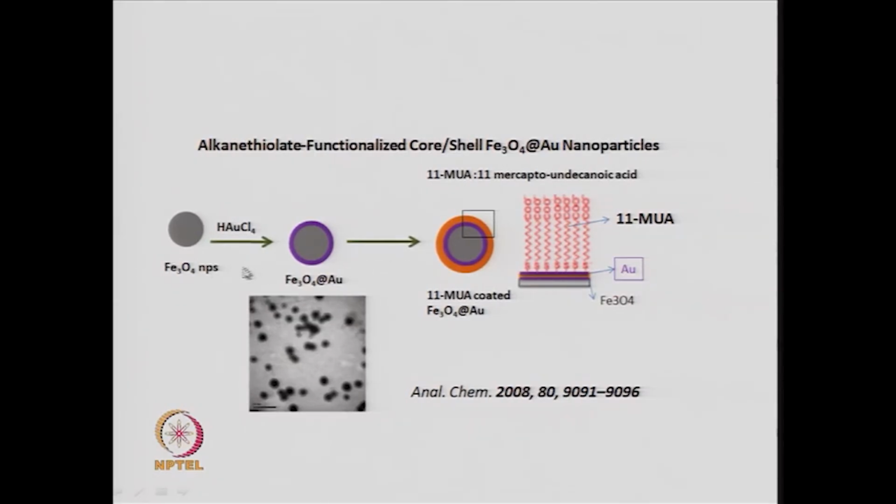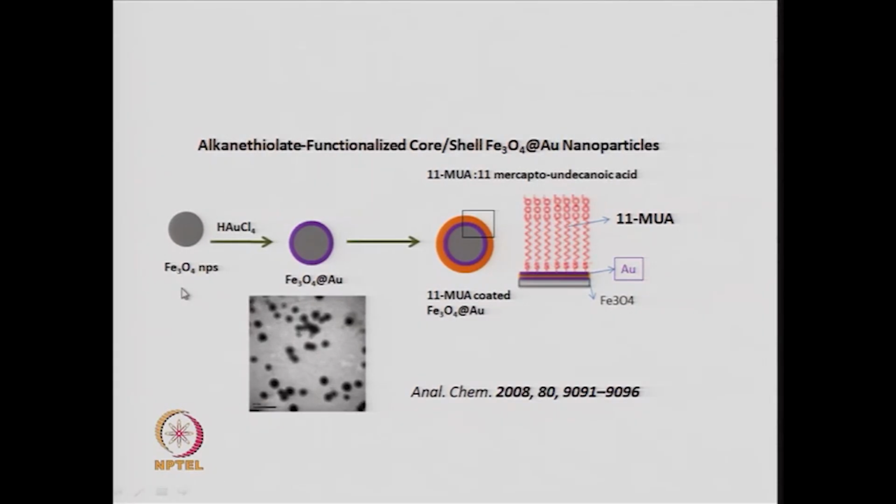So, how do you make this? First, you make iron oxide nanoparticles with standard procedures. Once you get these spherical iron oxide nanoparticles, then you use auric chloride, which is the starting material for making gold particles or gold surfaces.